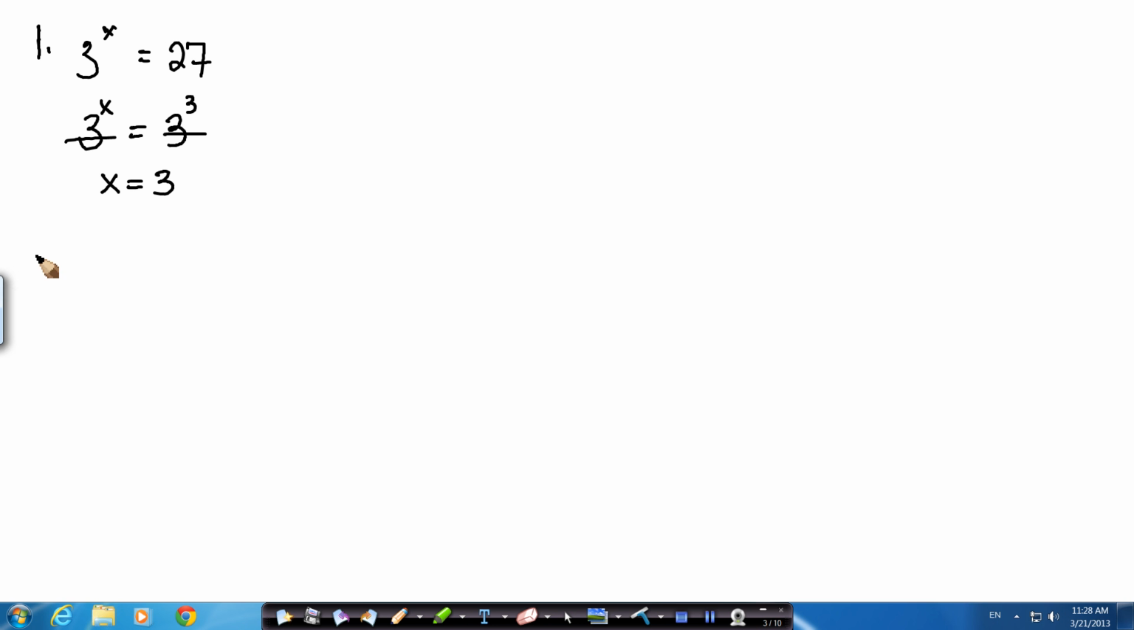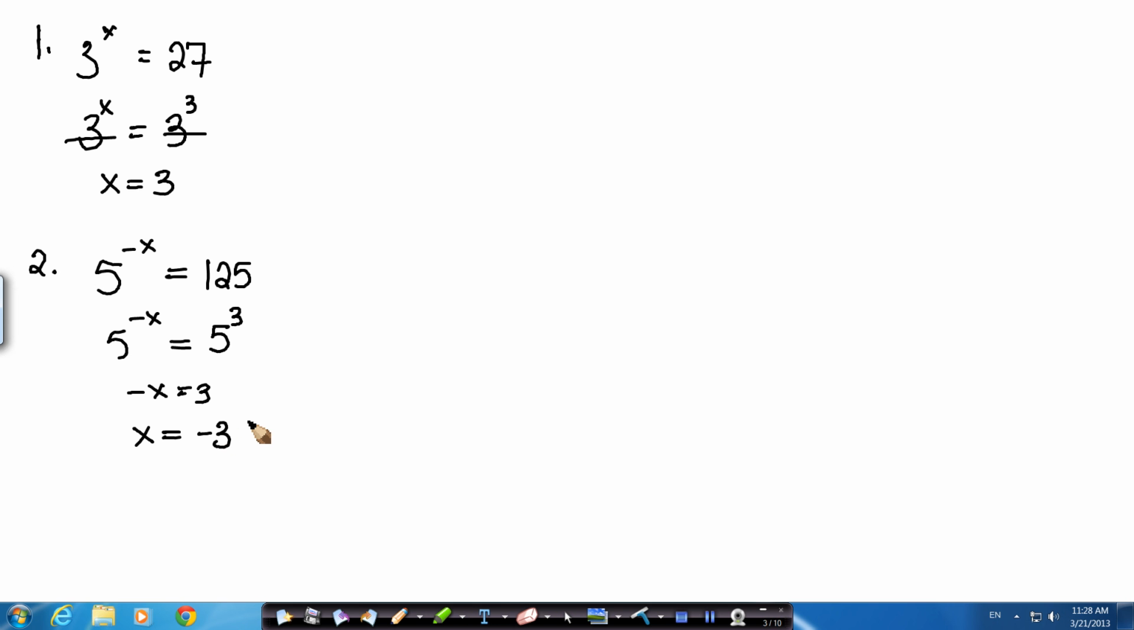If we make things a little bit more complicated, what if I said to you 5 to the negative x equals 125? Well, I know that 125 is 5 times 5 is 25 times 5 is 125. Negative x equals 3. I like x equals 3, right? X in this case would equal negative 3.